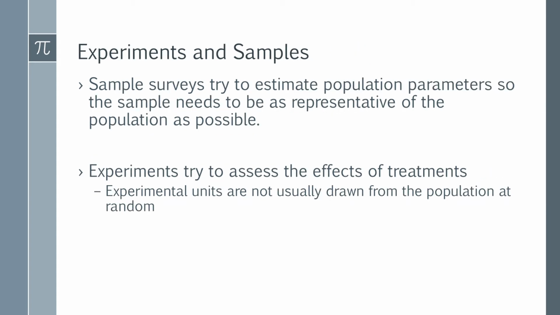Sample surveys try to estimate population parameters, so the sample needs to be as representative of the population as possible. Experiments try to assess the effects of treatments, so experimental units are not usually drawn from the population at random.